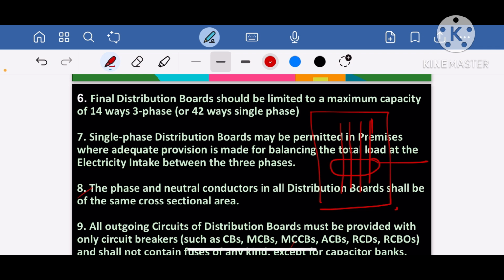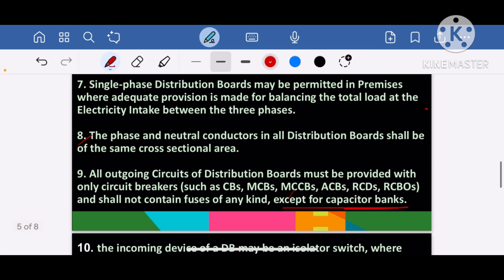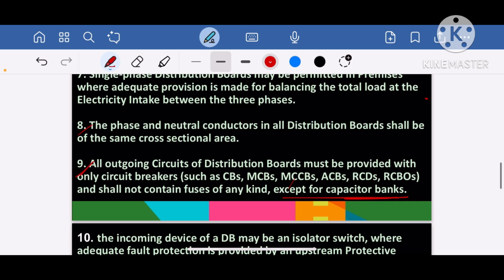I am telling for final distribution board, sub main distribution board or main distribution board, the cross section area of the neutral bus bar should be the same as the other 3-phase bus bar. Hope you are clear now. Now let us move to the other point number 9. This is a very important point.